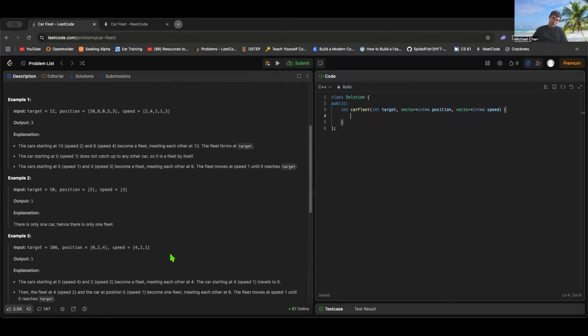The time required by each car will be... What exactly?